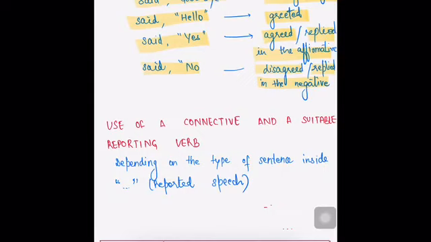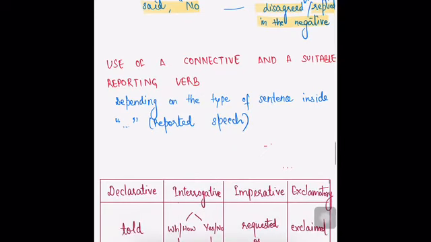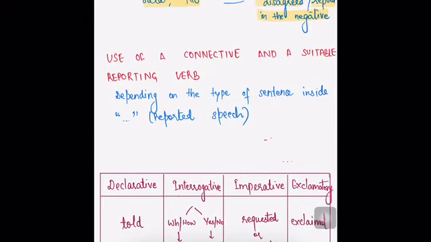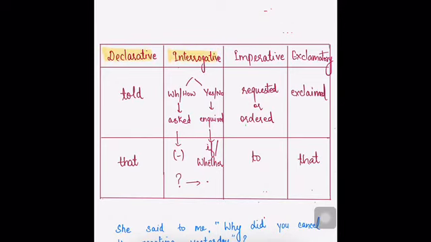Now we'll see the very last thing about reported speech, the changes with respect to reported speech: use of connective and a suitable reporting verb. So this will depend on what? This will depend on the type of sentence which is there inside the reported speech. So looking here, we have four types of sentences, that is declarative, interrogative, imperative and exclamatory. Declarative, also known by the name of assertive or statement based.